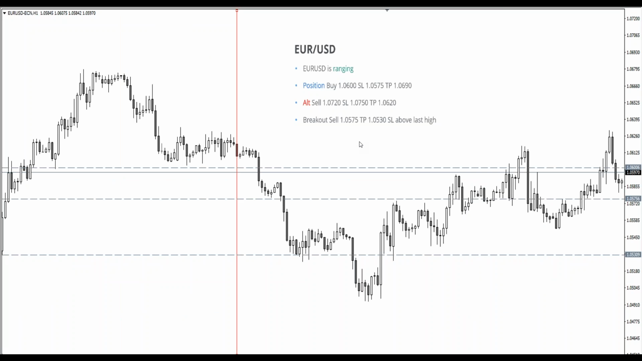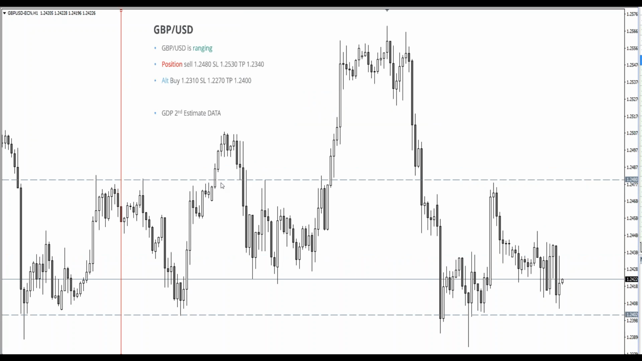So euro dollar was good, not so good, but not that bad either. Pound dollar was much better. 2480 was hit to the pip, and then it went down, testing 240 region. Originally 75 pips could have been made with this setup.